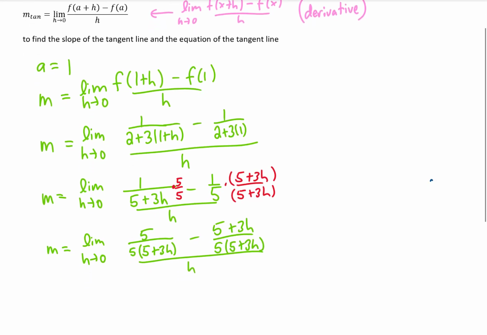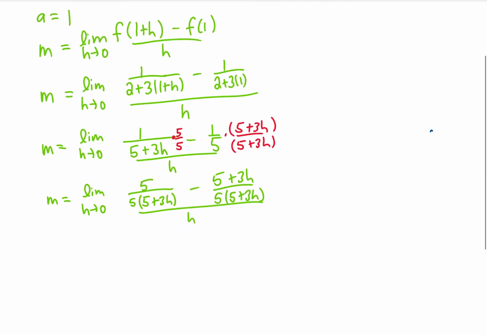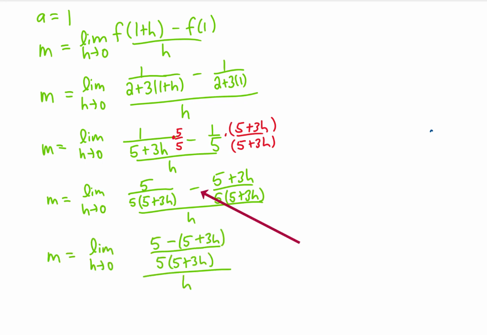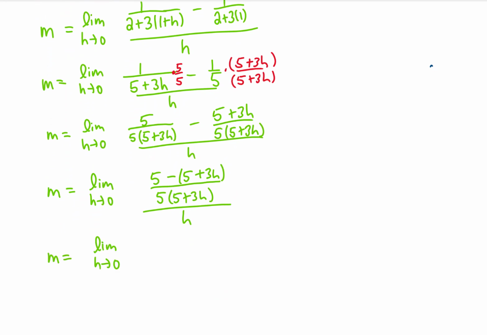Now the two fractions in the numerator have the same denominator, so we can combine them. Keep in mind that this negative sign here is on this entire term, so if we're going to combine these two fractions, we need to make sure that we keep that negative sign on this entire term. All right, let's keep moving here. We're going to end up with 5 minus 5 canceling in the numerator, so we'll just have a negative 3h in that numerator.